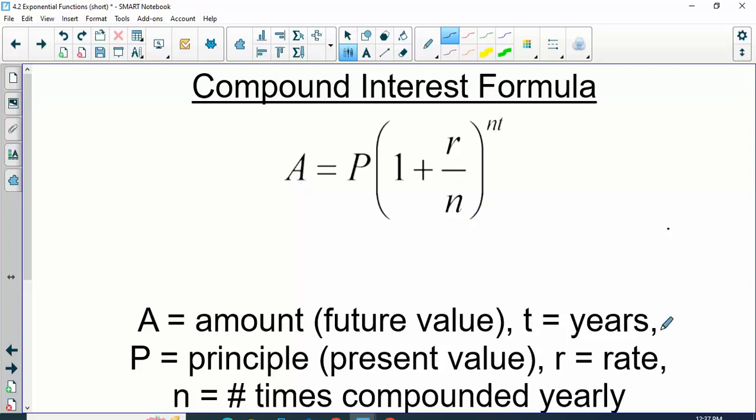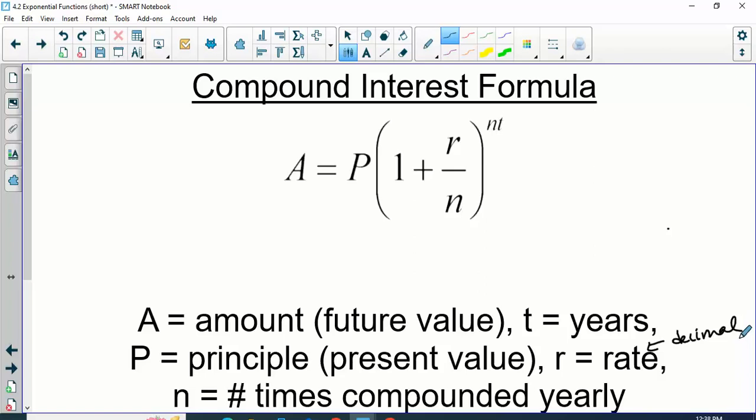R is your interest rate. That always has to be in decimal form. So a rate is a percent, and you have to put it in decimal to use your formula. N is the number of times we are compounding in a year. So monthly is 12, daily 365, and so forth. And then T is the time, but that is always in years. So if I give you months, you have to convert that into years first.